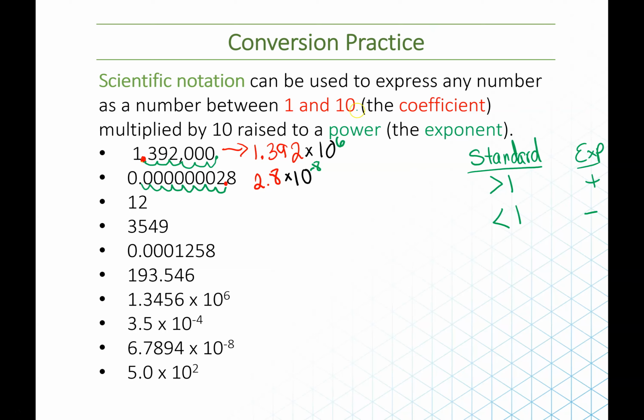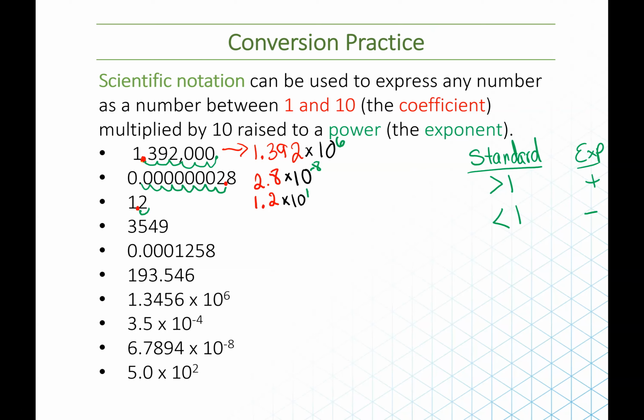12 is just a little bit higher than 10, so we have to turn this into scientific notation. We're going to turn this into 1.2. Now it's between 1 and 10, and we only had to move the decimal place one spot to get it to scientific notation. So this is going to be 1.2 times 10 to the 1st. Okay, I'm going to skip on ahead. The next slide, I'll show you all of the answers.